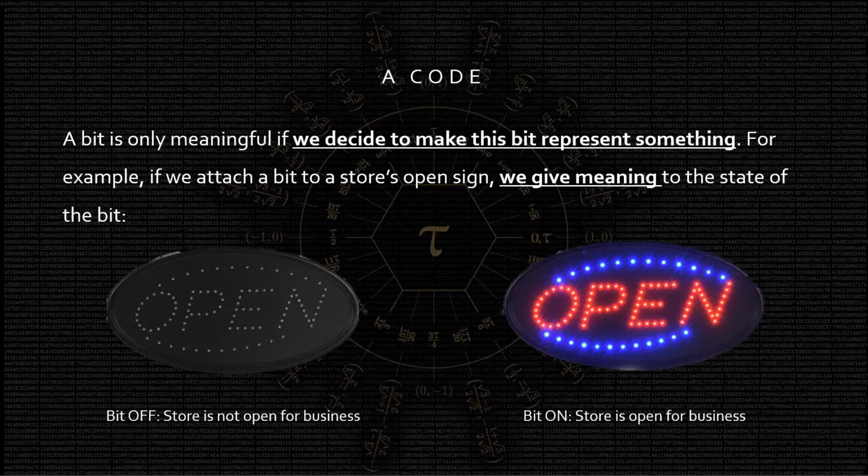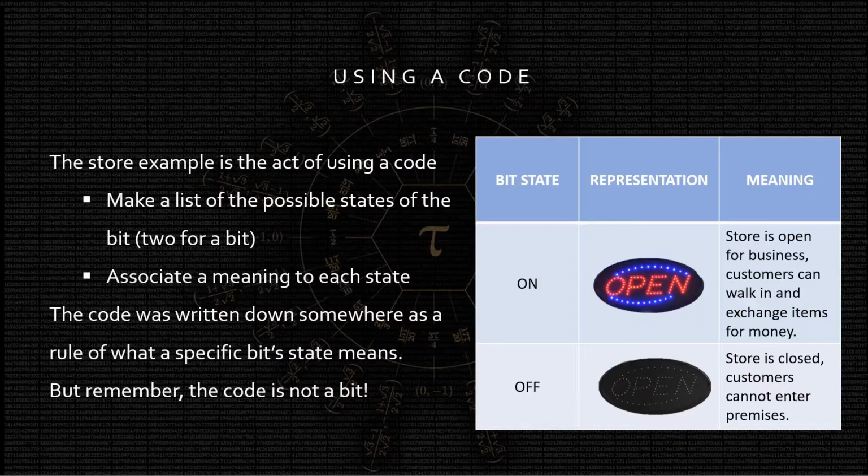This example is the act of using a code. Simply put, a code is just a way to tell you what something else means. Basically, making a code for a bit means someone making a list of the two possible states that bit could be in, and associating each specific state to a particular meaning that it represents. So if we take a look at the table here on the right, we're looking at basically a code for that bit that is attached to that open sign.